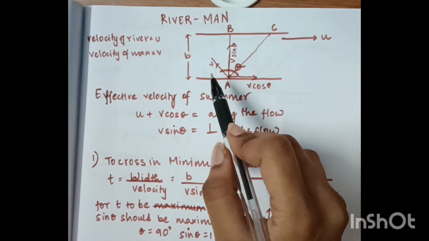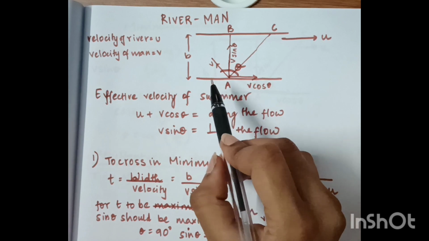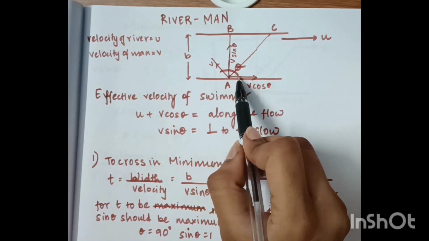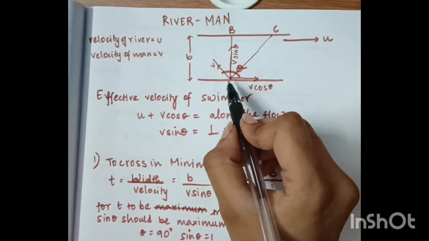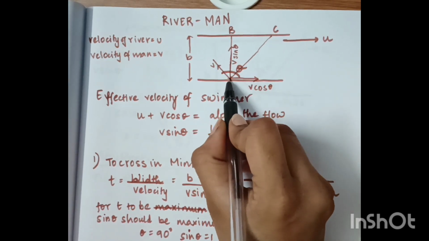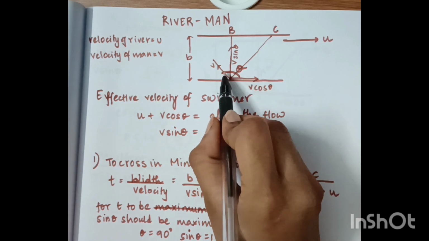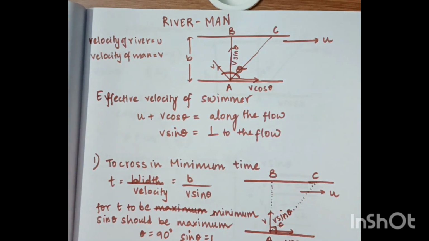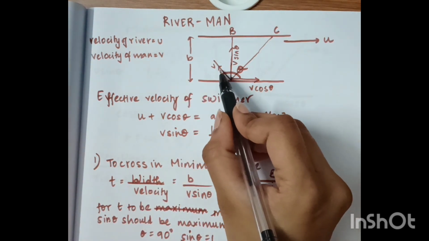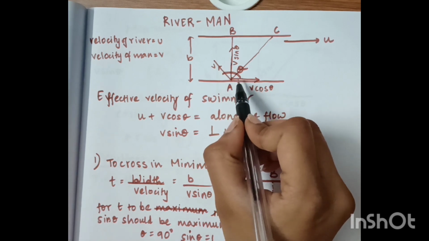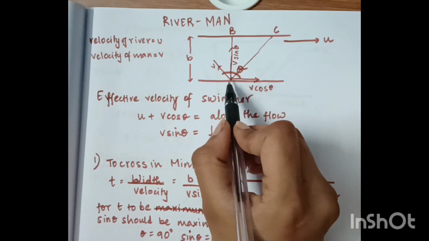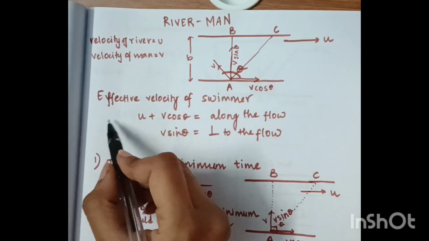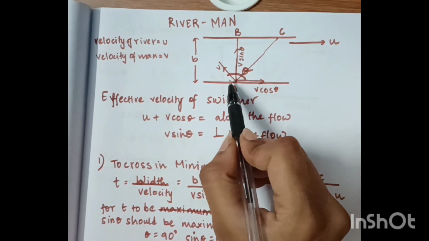Let the swimmer start swimming from point A, and he is swimming at an angle theta with the direction of flow. So here we have considered he is swimming in this direction and this is the direction of flow, so this is theta. And now we have to talk about the effective velocity of the swimmer. If this is the direction of his velocity and this is the angle made by the swimmer with the horizontal or with the flow, then we can resolve it into components.